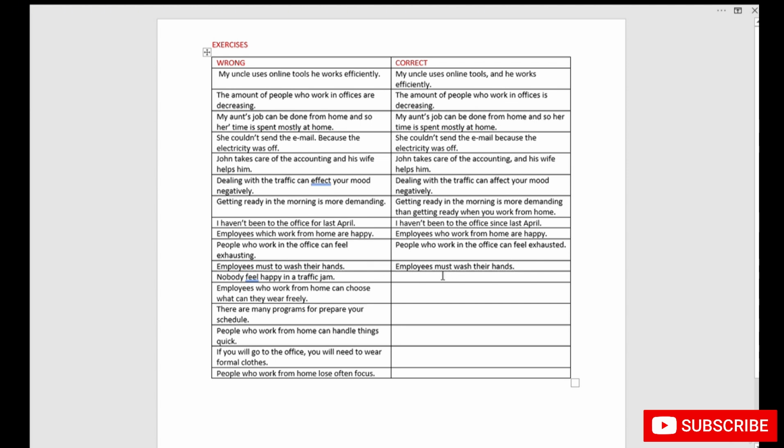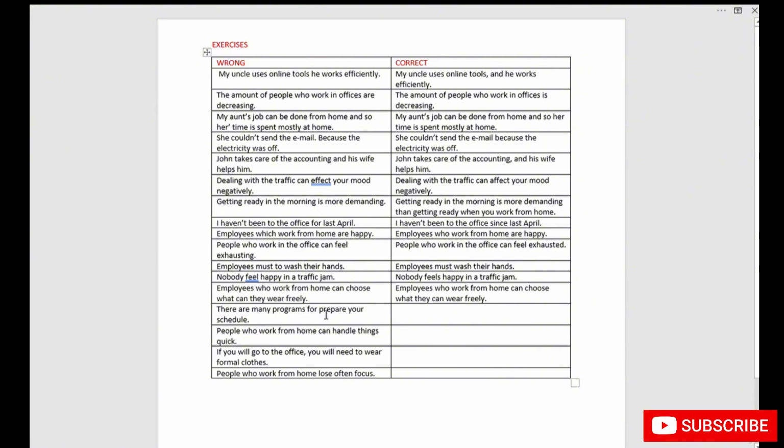And the next one, "nobody feel happy in a traffic jam." Nobody is singular, so I should say nobody feels happy in a traffic jam. The next one, "employees who work from home can choose what can they wear freely." The correct version is employees who work from home can choose what they can wear freely. So it's not a question sentence, that's why it should be like this.